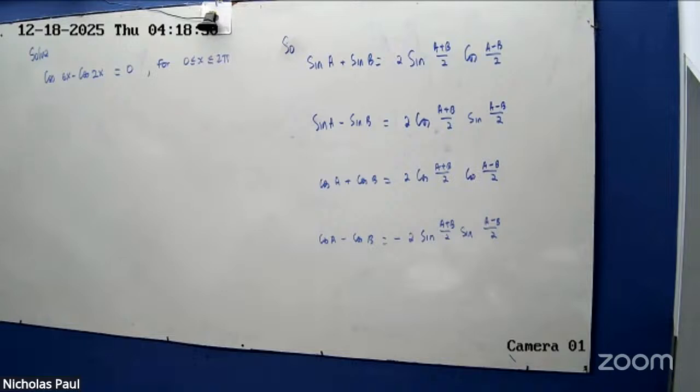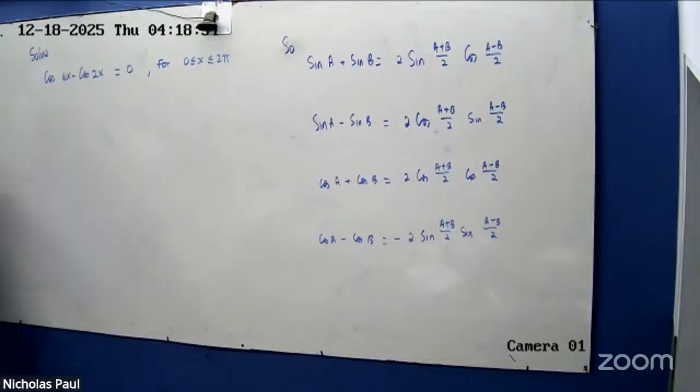Right? So look at this here. How do we solve something like this? Plus 6x minus... Right? So how do we solve something like this?